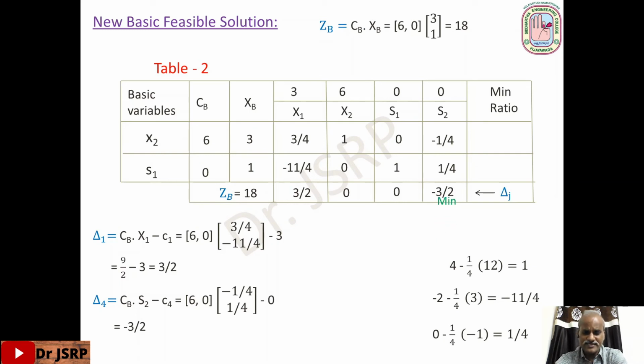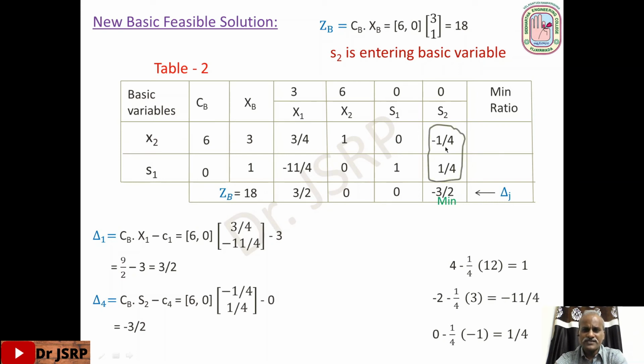Verify the optimality condition. So delta J not greater than or equal to 0 here. This is positive and this is negative. So only one negative delta J value. So the present solution is not an optimal solution. Then take the minimum of negative values of delta J. So we have only one negative delta J value, itself the minimum value. Then the corresponding variable S2 is the entering basic variable. So circle it.